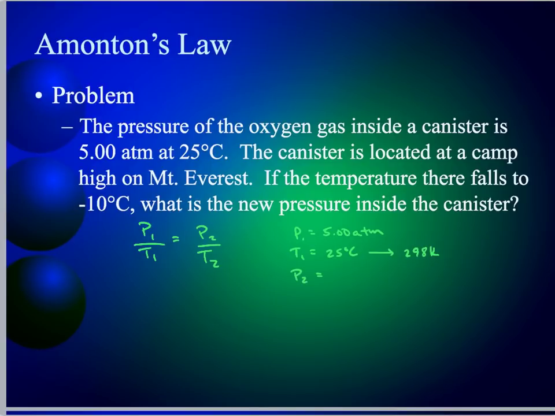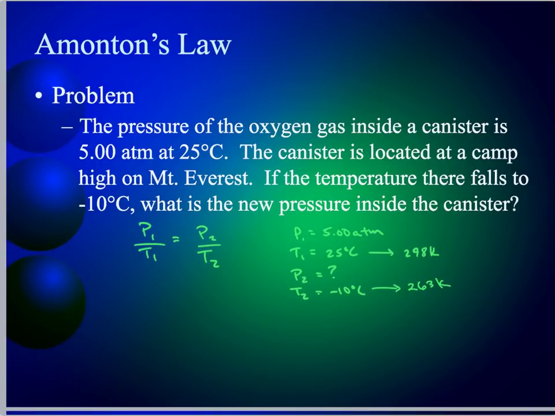P2, all right, well, that's what it wants to know. Like, how much pressure does this thing actually have if I've dropped that amount of degrees in Celsius? And T2 can't be negative. This is where if you tried to plug this in, you'd end up with a negative pressure, which doesn't make sense. Negative 10 plus 273 is 263 Kelvin.